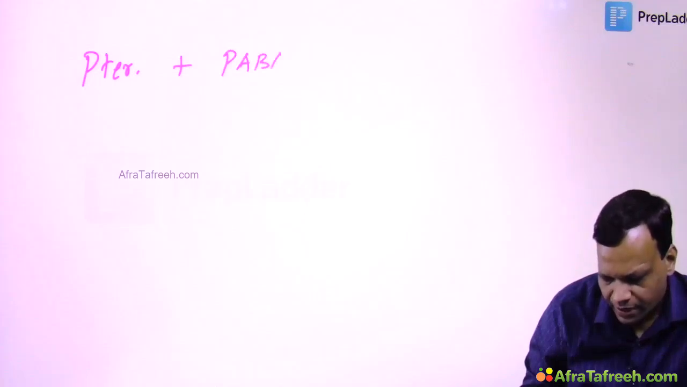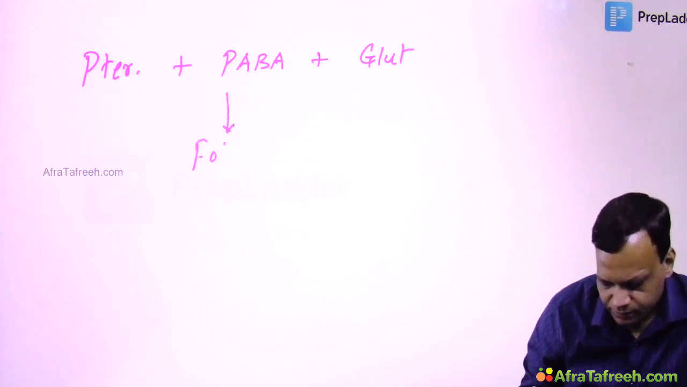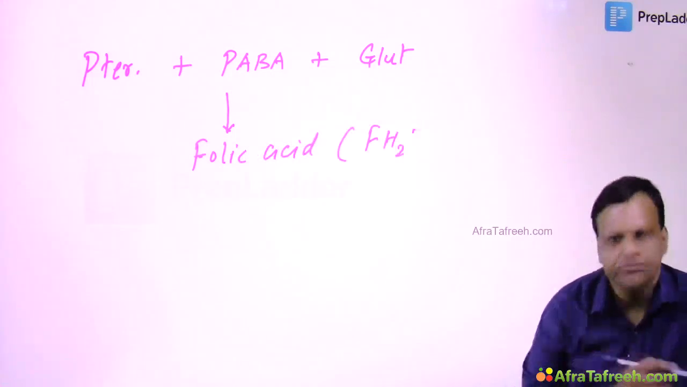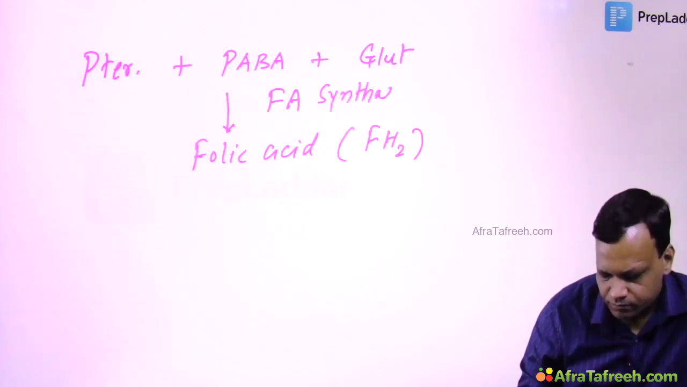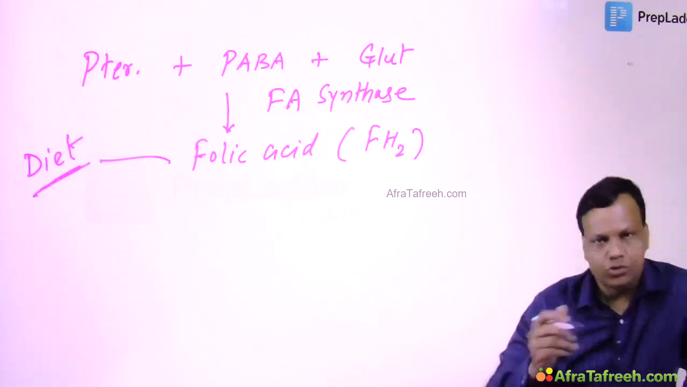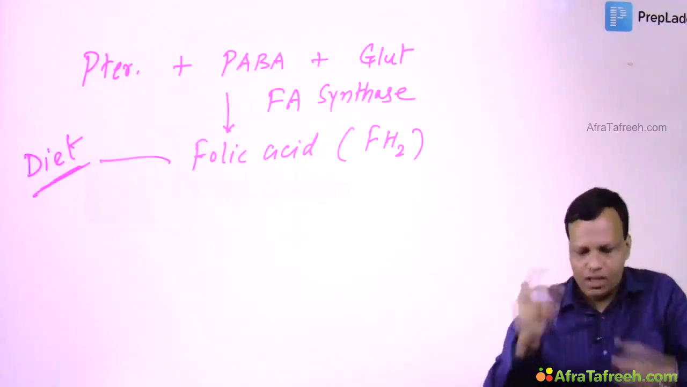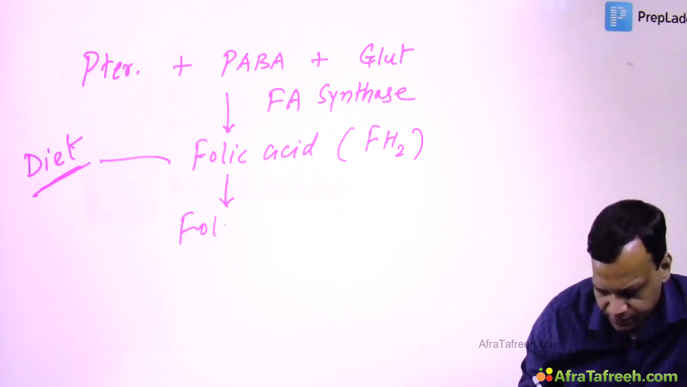If you remember, three substances, pteridine, PABA and glutamate, combine together to form folic acid. Folic acid is actually dihydrofolic acid. The enzyme is folic acid synthase. And this is the folic acid which we take in the diet. So even if the cells do not produce it, there is not much problem, the dietary folic acid can be utilized. But this folic acid is inactive. It must be converted to folinic acid.